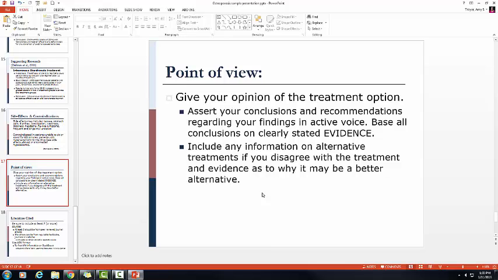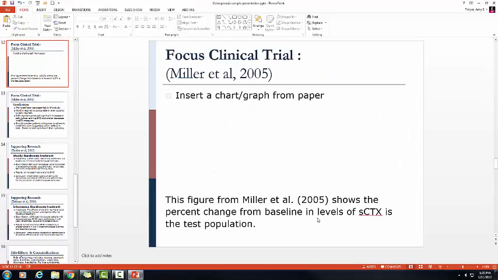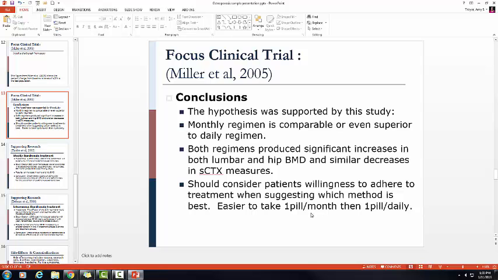I want you to tell me whether you would choose it or not based on evidence. So for instance, if a family friend had osteoporosis and you wanted to know whether or not you would use this particular Boniva medication, one of the things that you may state is that in the Miller trial, they found that there were significant increases in both lumbar and hip bone mineral density. You might also say that I would definitely choose the treatment where you only have to take one pill a month because I'm more likely to remember that than I am one pill a day.